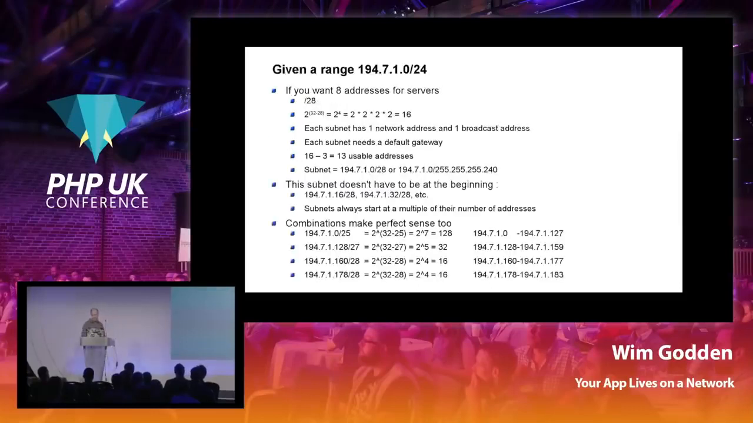Now, let's look at a quick example. Let's say we have a range 194.7.1.0/24. That means it's a range from 1.0 to 1.255. It contains 256 addresses. And let's imagine you want 8 addresses to install your servers on. Then you could just use this range, or you could say, well, I only need 8. So I'm going to make a smaller range instead of 256 addresses. And I'm going to reserve that range specifically for my servers. And they're going to be on this specific switch or router and so on.